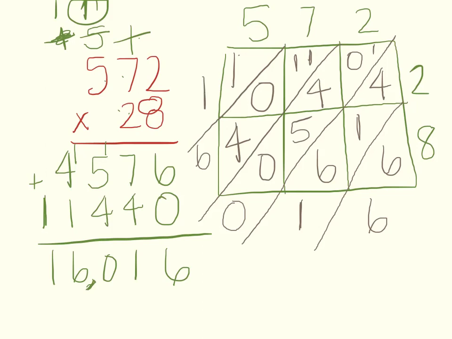So then as you can see, we get the same answer. We get 16,016. So when you would write this, you would say your answer is 16,016, which is the exact same as we got in the traditional way.